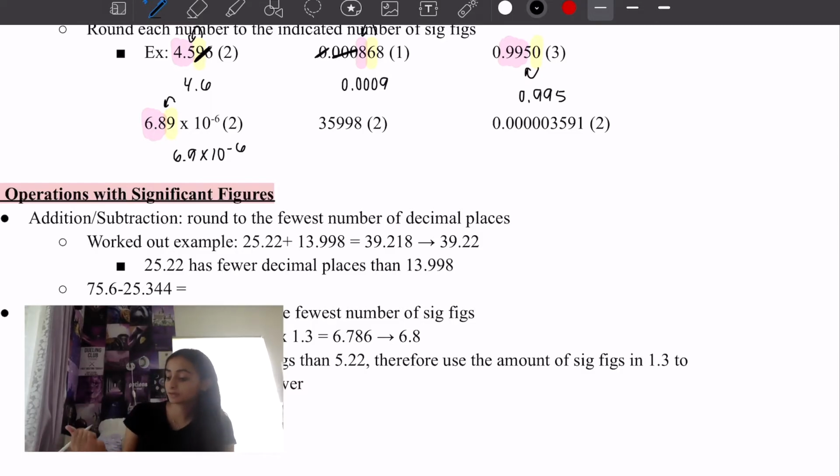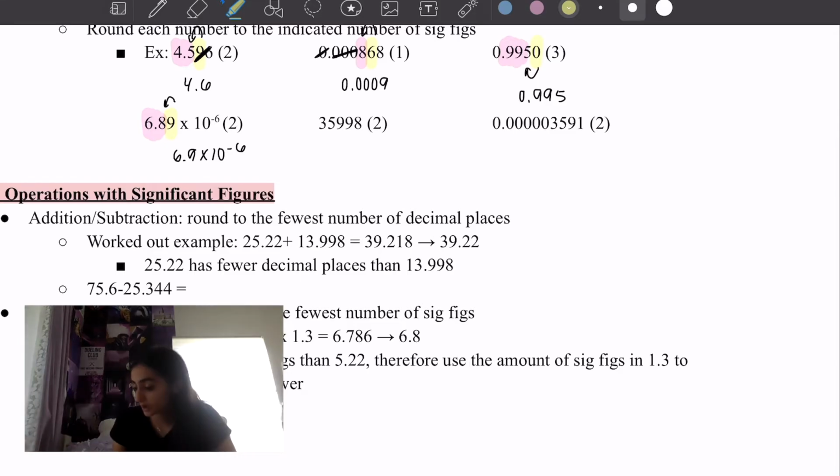So with 35,998, to be in 2 sig figs, we would need to write it in scientific notation, but we need to figure out what to write in scientific notation. So we want to have 2 sig figs, and we would look at the 9. The 9 is going to push the 5 up to a 6, and then we would have 3.6 times 10 to the something.